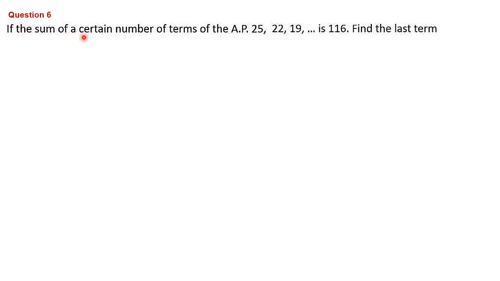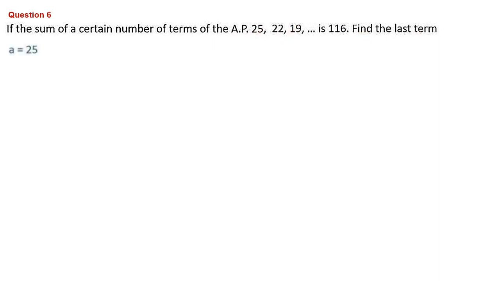Next we shall discuss the sixth question. If the sum of a certain number of terms of the AP 25, 22, 19, etc. is 116, find the last term. Here the sum of some particular number of terms is given to us, 116. The AP is 25, 22, 19, etc. We are asked to find out the last term of this sequence.